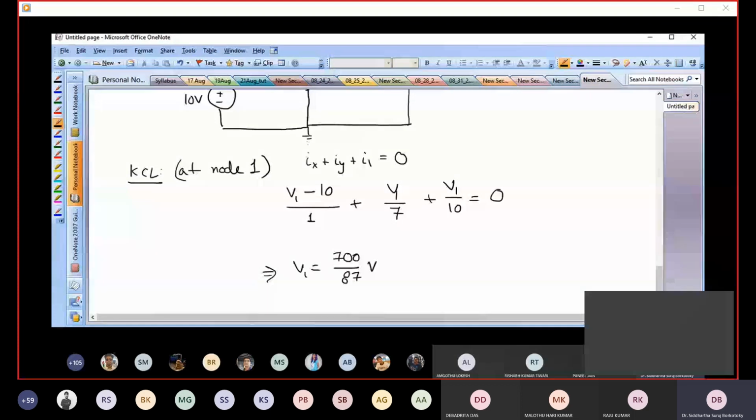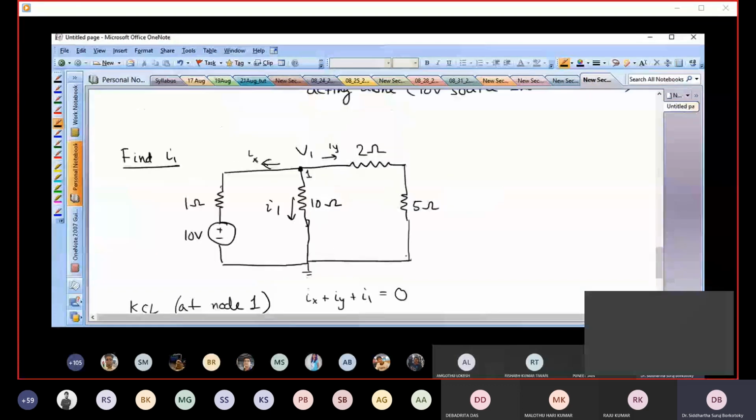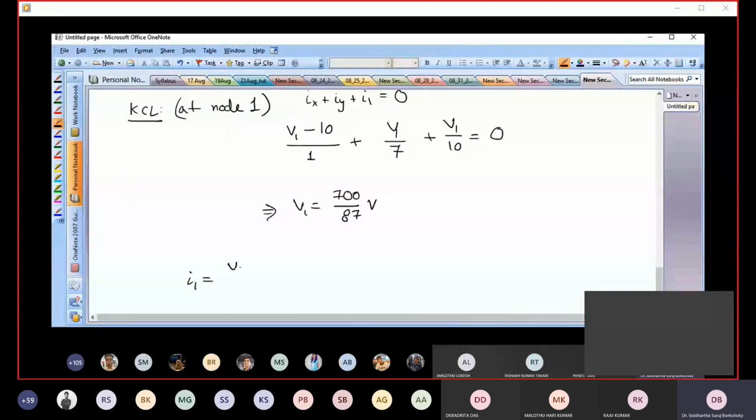Okay. So then what is I1? I1 would be just V1 divided by 10, right? So I1 is V1 by 10. So I have 700 divided by 870. Okay, so this is my I1. And then I need to find I2 now.